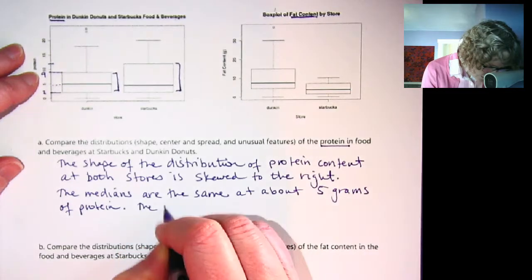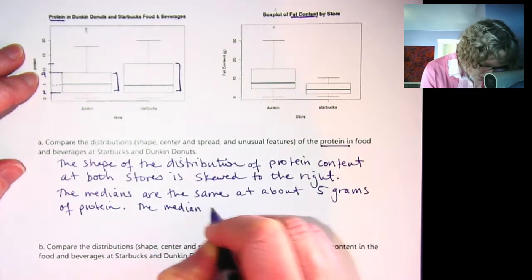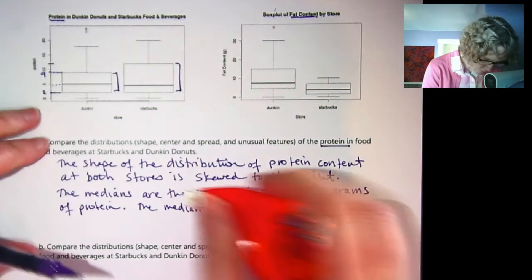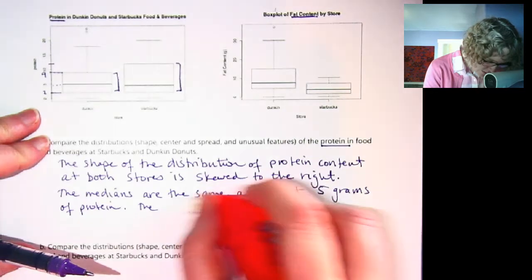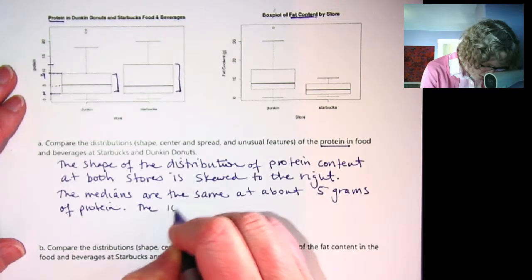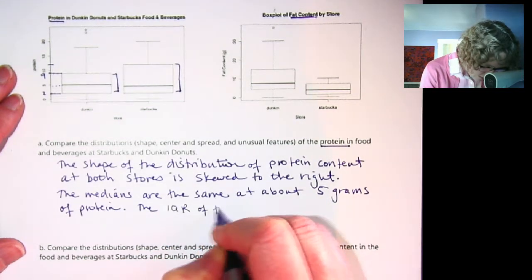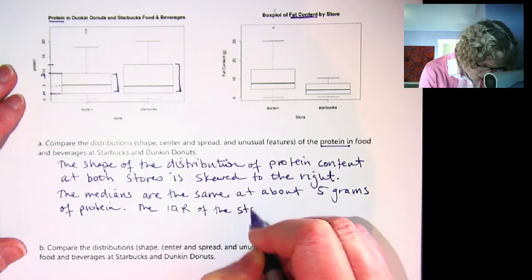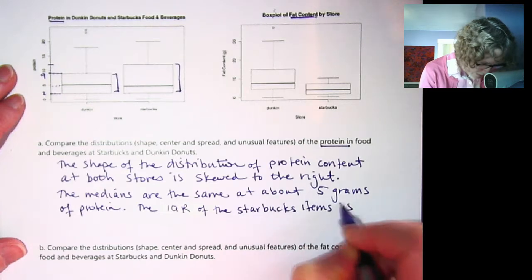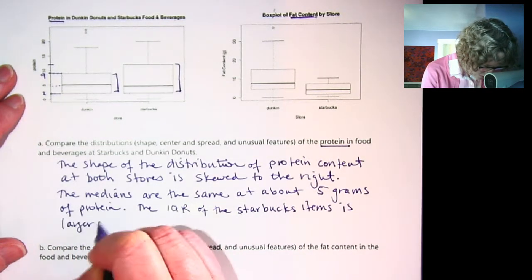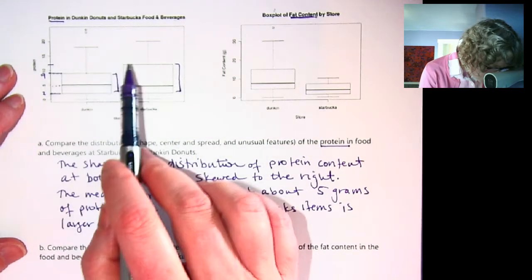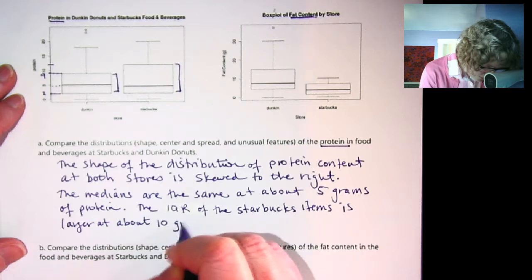So the median, oh sorry, I didn't mean to say median. Let's see if this will work. The IQR of the Starbucks items is larger at about, what did I say, 12 minus 2, so about 10 grams.